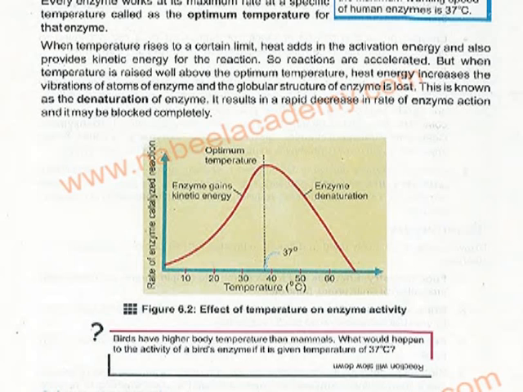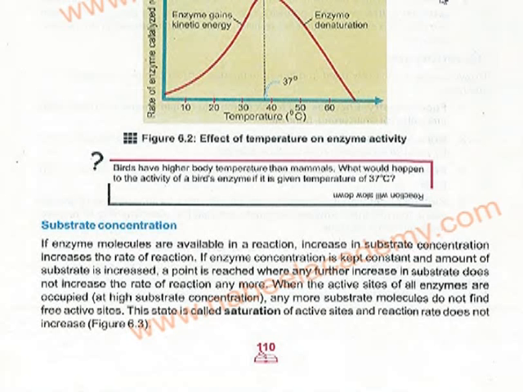Why? Because their optimum temperature is some other temperature, because the optimum temperature is always the temperature of the body of the organism. Our temperature is 37.6 or 37.7, so that is our optimum temperature. For birds it may be different, it may be higher.